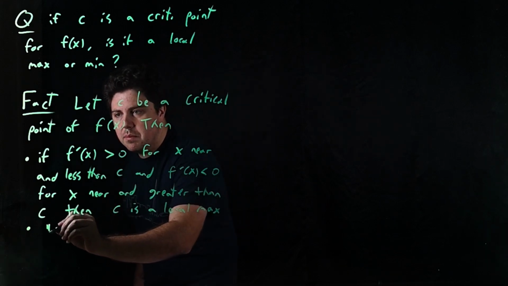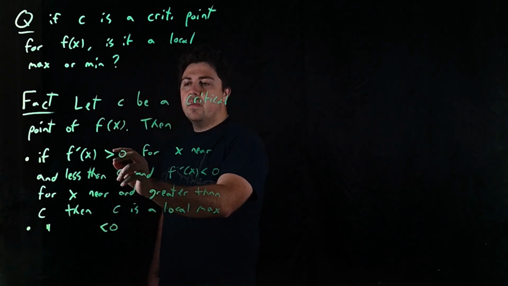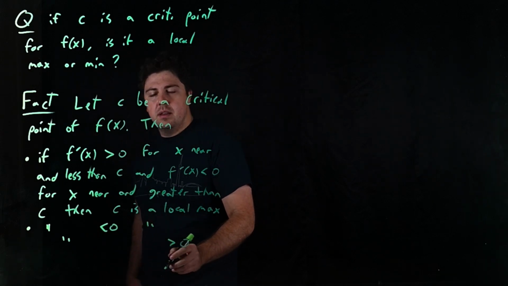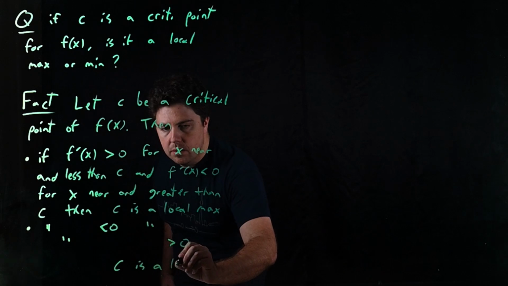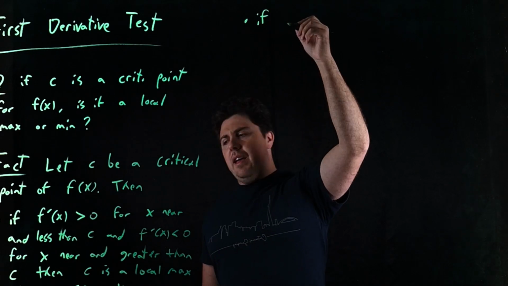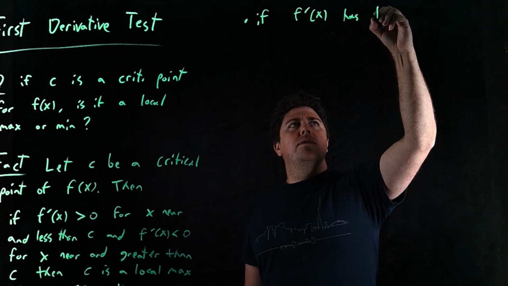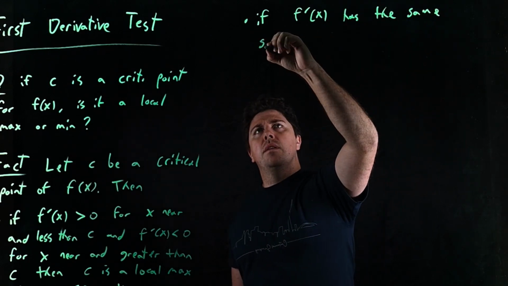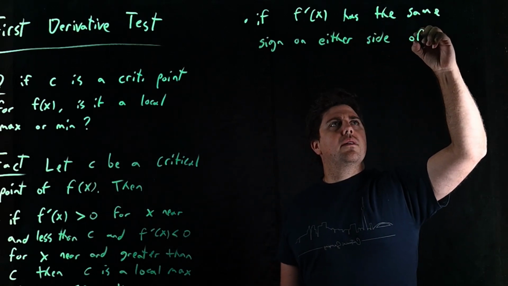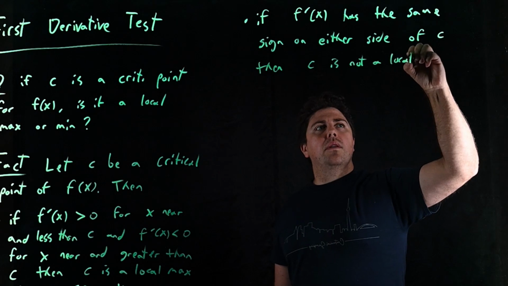All right, so I don't want to write all of this out again just for time, but if we have the same statement, the same thing is true, but it starts off negative before C, and then it ends off positive after C, then C is a local minimum. And finally, if f prime of x has the same sign on either side of C, then C is not a local extremum.